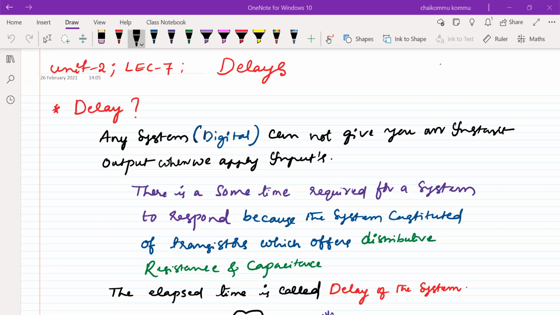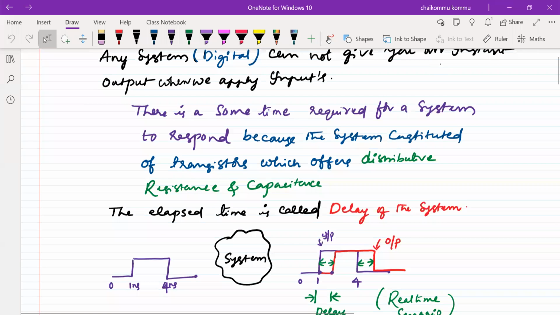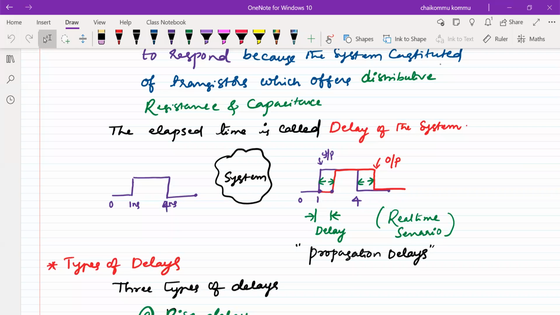The main reason for the delay of the system is that the system consists of active elements and resistors. Those will offer some resistance and capacitances. So due to that resistance and capacitance, there is a possibility of time lapse in order to get the output. This time lapse we normally call delay. Fine. So that is how we can represent it here also.